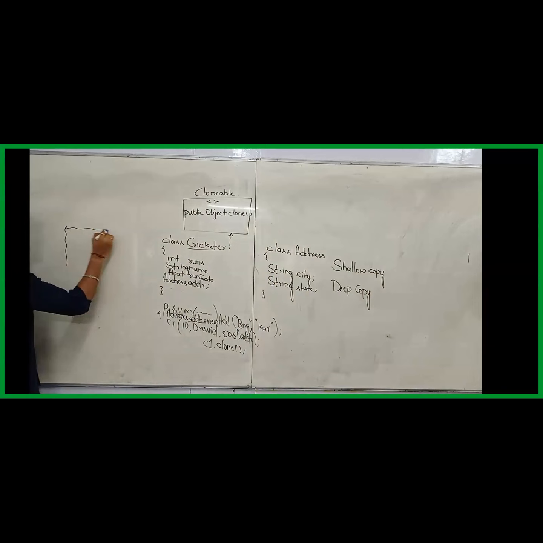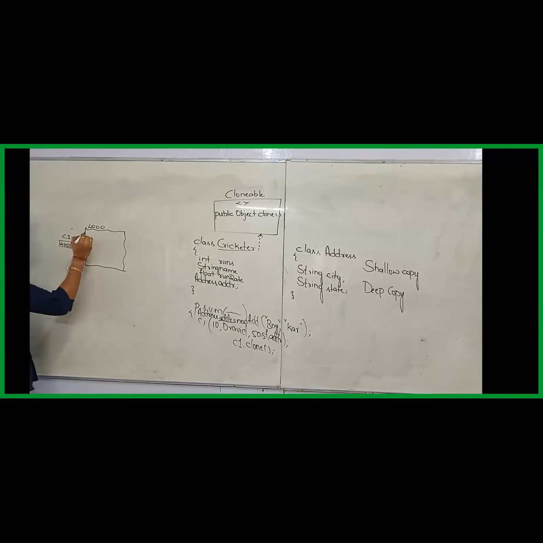Keep observing. Is it visible? So now I have created the first object here. Okay, here it is not visible, I guess. I'll change the position. So now this is your C1.